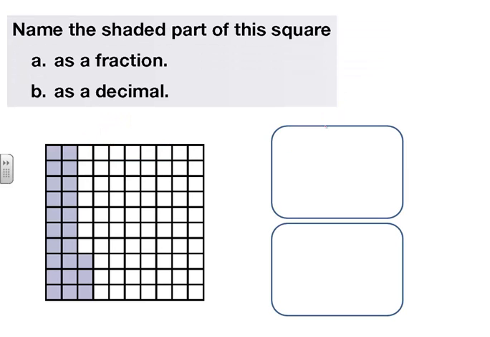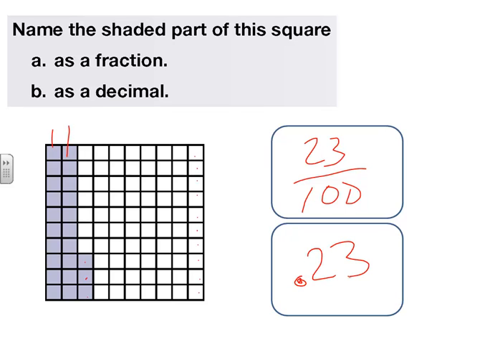Name the shaded part of this square as a fraction and as a decimal. Okay, I'm going to look. I'm going to see that I've got 1, 2, 3, 4, 5, 6, 7, 8, 9, 10. It's square, so I know I've got 100. So I know it's going to be over 100. Then I've got one row of 10, another row of 10, so that's 20. 1, 2, 3, so 23 over 100. And then I'm just going to put my decimal point right in the front of that, 2, 3, and it's 0.23, 23 hundredths.